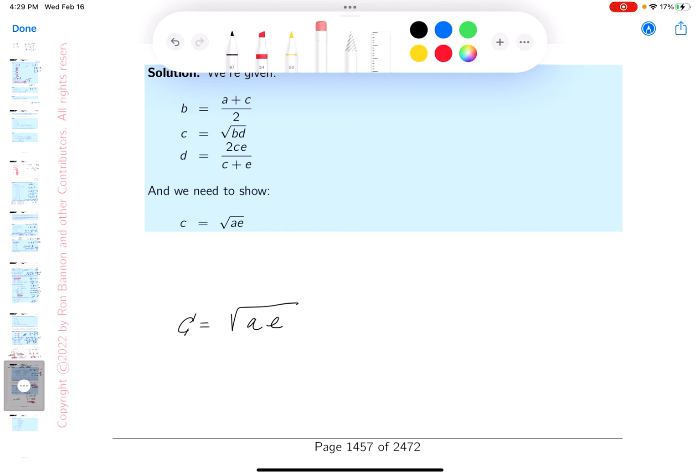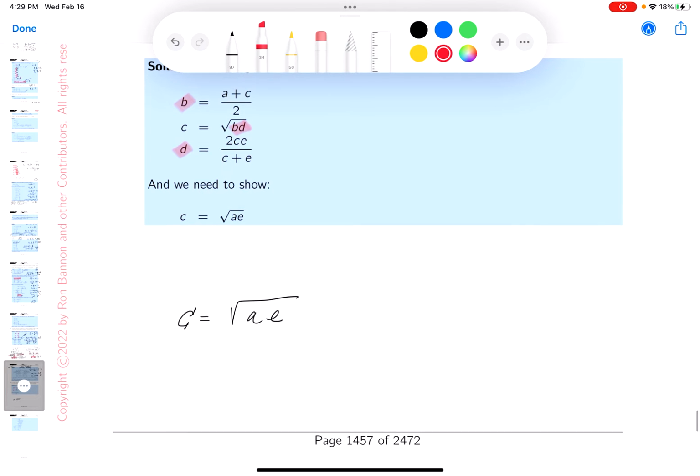And what I've got to focus on is what I have. I want to point out, I definitely want to find a relationship between C, A, and E. So there are things I don't want. I don't want B. I don't want BD. And I don't want D. All I want is an A, a C, and an E. This is going to be tough to accomplish, but we're going to give it a shot.